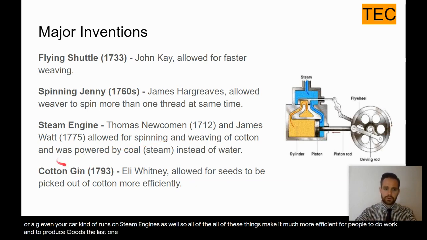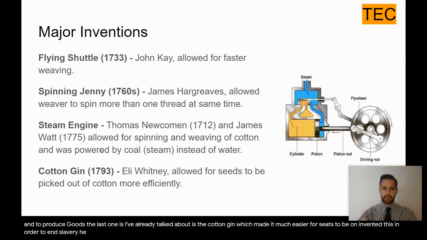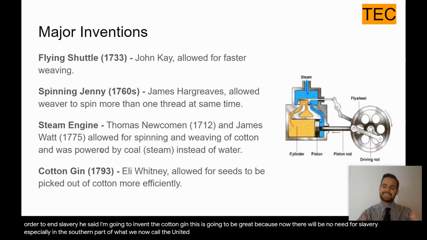The last one, as I've already talked about, is the cotton gin, which made it much easier for seeds to be picked out of cotton. Eli Whitney actually invented this in order to end slavery. He said, I'm going to invent the cotton gin. This is going to be great because now there will be no need for slavery, especially in the southern part of what we now call the United States.